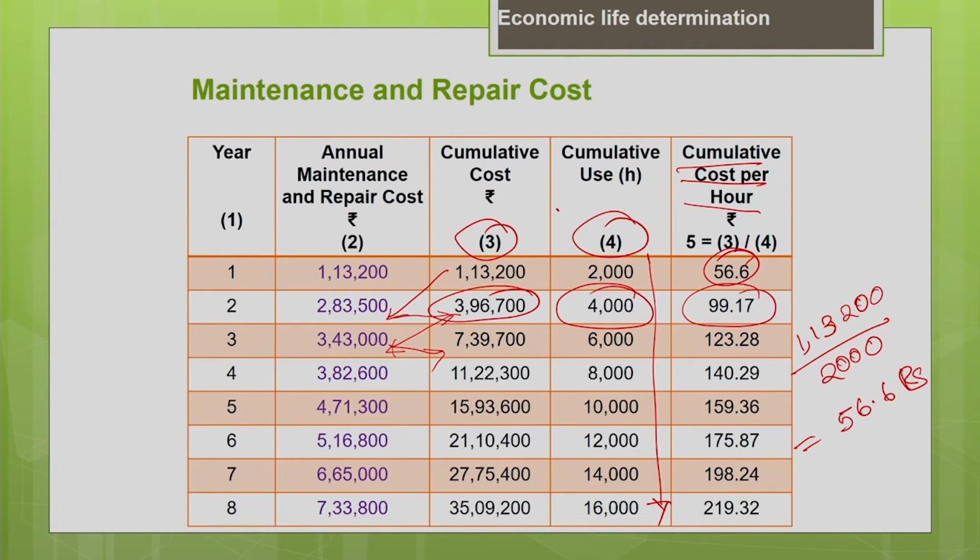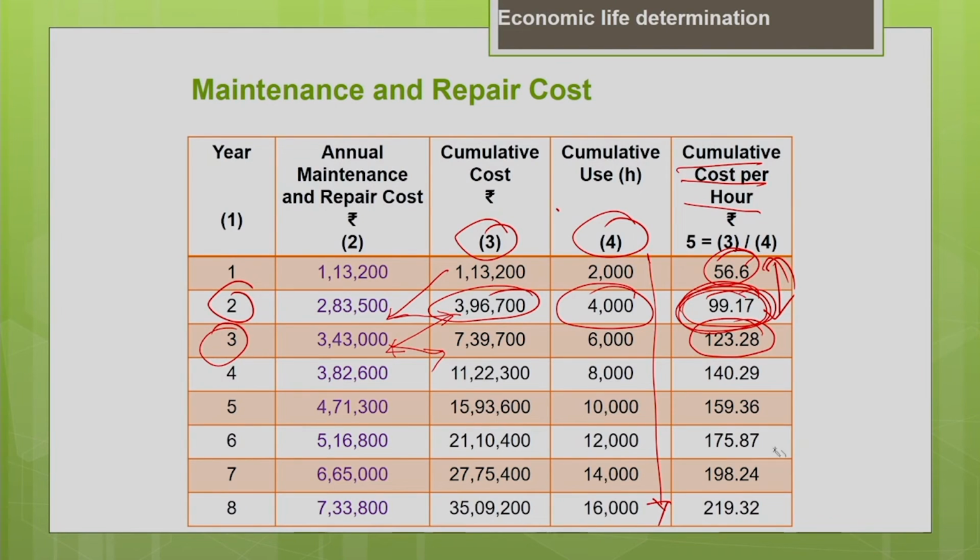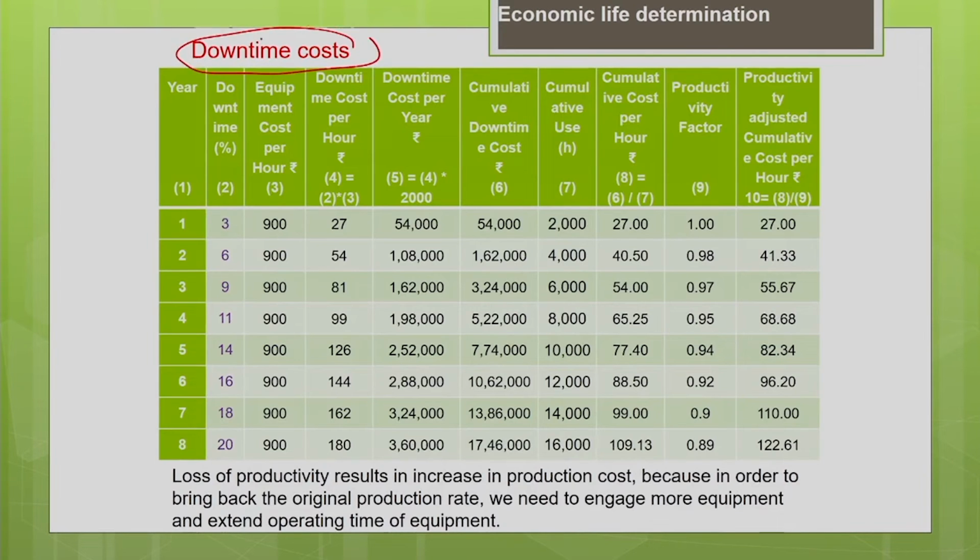So, if you are going to hold your machine for 2 years, the cumulative repair and maintenance cost will be 99.17 rupees per hour for the past 2 years. Similarly, if you are going to hold it for 3 years, your cumulative repair and maintenance will be 123.28 rupees per hour for the past 3 years. So, that is why we are calculating on the cumulative basis. And you can clearly see that your maintenance and the repair cost is increasing as the age of the machine increases. Now, we are going to calculate the downtime cost of the machine.